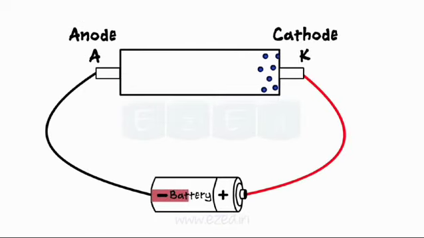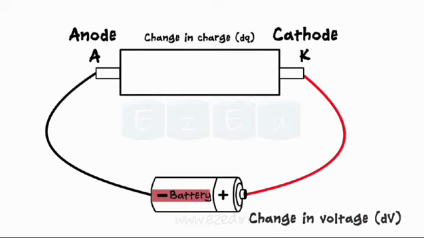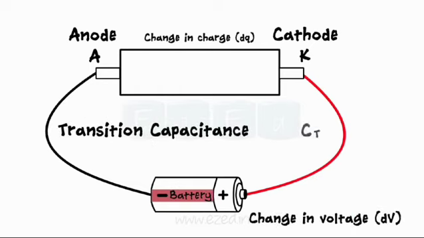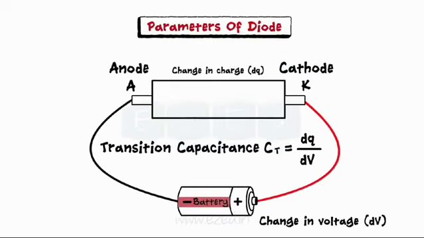During reverse bias, we get a change in charge as majority charge carriers move away from the junction, leading to the capacitance called transition capacitance, defined as the change in charge due to change in voltage. CT equals dQ upon dV.